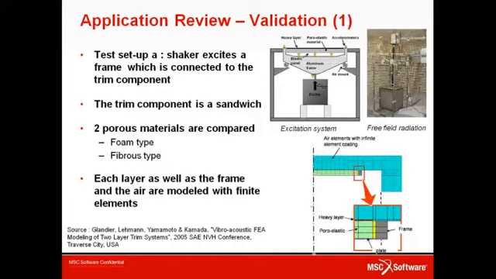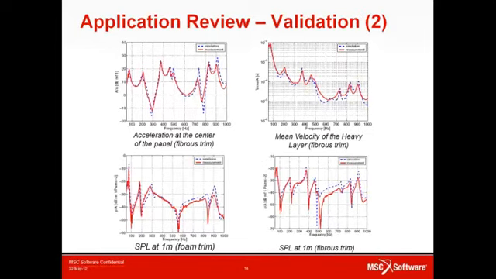On the top left of the slide, one looks at the acceleration at one point of the steel plate for the fibrous trim case. On the top right, the mean velocity level of the carpet is plotted for the same trim. On the bottom, one shows the sound pressure level at 1 meter of the trim for the foam case on the left and for the fibrous case on the right. And in all figures, the dashed blue curve is the simulation, and the solid red curve corresponds to the experiments. And we can see that in all cases, the agreements between the numerical results and the experimental results are fairly good.